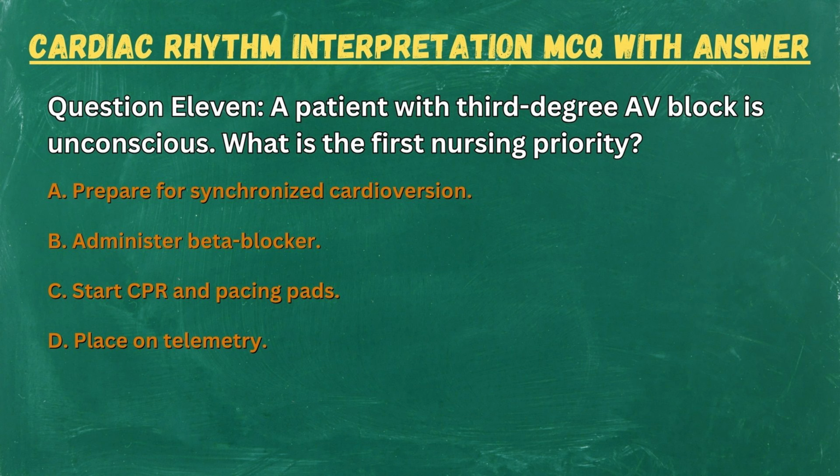Question 11. A patient with third-degree AV block is unconscious. What is the first nursing priority? A. Prepare for synchronized cardioversion. B. Administer beta blocker. C. Start CPR and pacing pads. D. Place on telemetry. Answer: C. Start CPR and pacing pads.